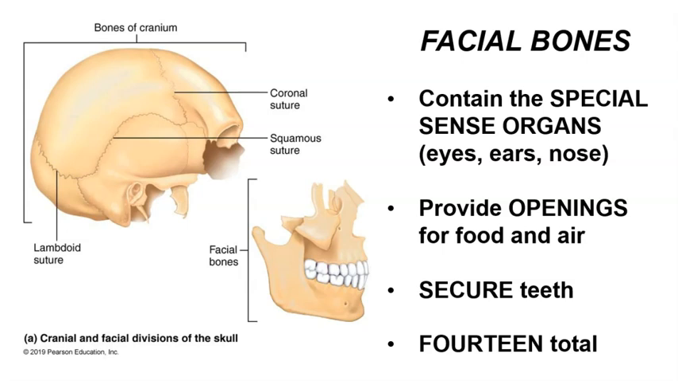The skull is, for the most part, a very immovable configuration of bones. However, the lower jaw, which is a bone called the mandible, is the only movable bone of the skull. So of the 22 total skull bones, there are 14 bones that belong to the facial division.